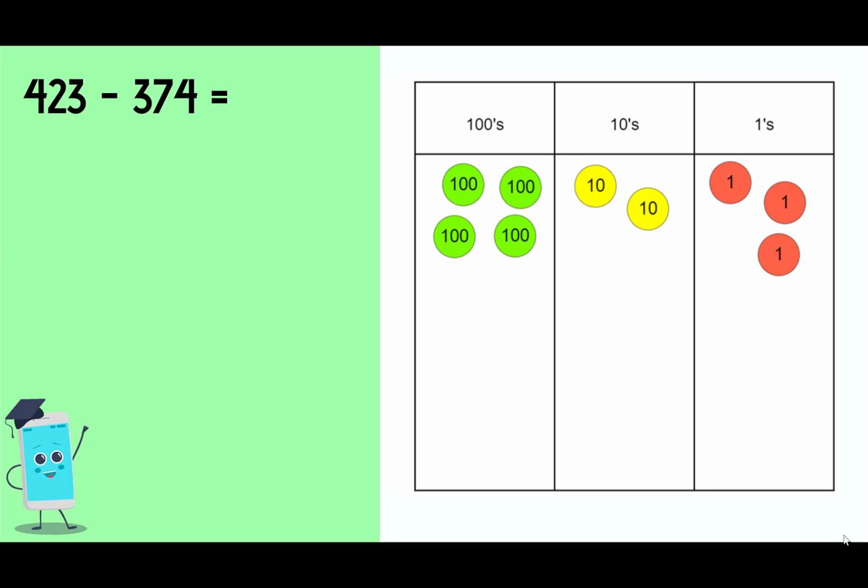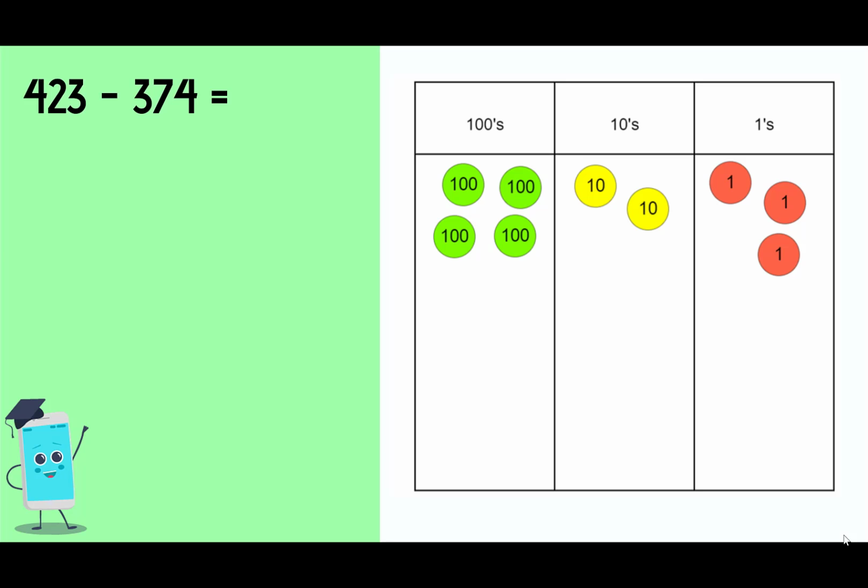Finally, I have 423 subtract 374. So I have my 423 using counters. I have 4 hundreds, 2 tens, 3 ones, and I need to subtract 374. So I'm first going to start by taking away my 4 ones.